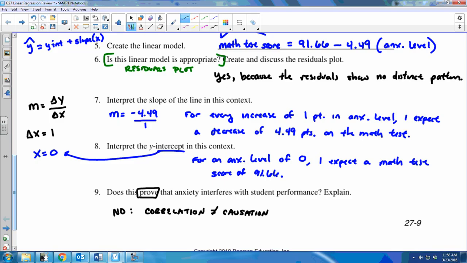There could be some lurking variable. Maybe they take the test in a super scary scenario where they have crazy time constraints and that kind of thing as well, right? So there are other variables we need to consider. We can't just prove it based on this one. Any questions about any of this?